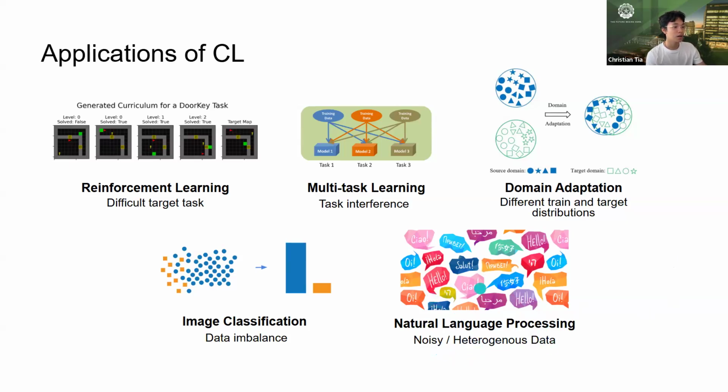And finally, for noisy and heterogeneous data, this is not just for NLP, but it's an example where every sentence could be of different length. There's different vocabulary that could be used to convey the same meaning, so it's inherently noisy. And by using curriculum learning to focus on the cleaner examples first, you could improve generalization.